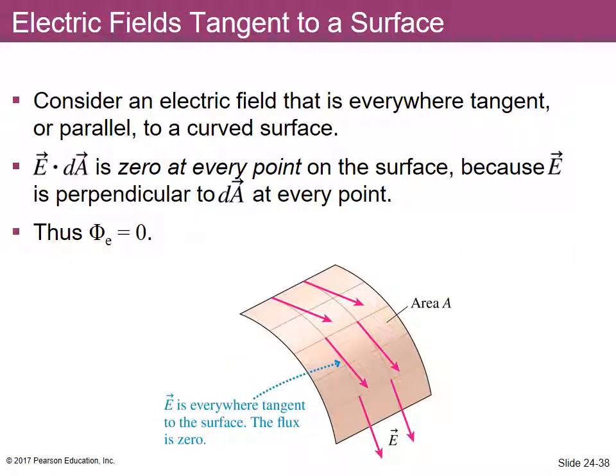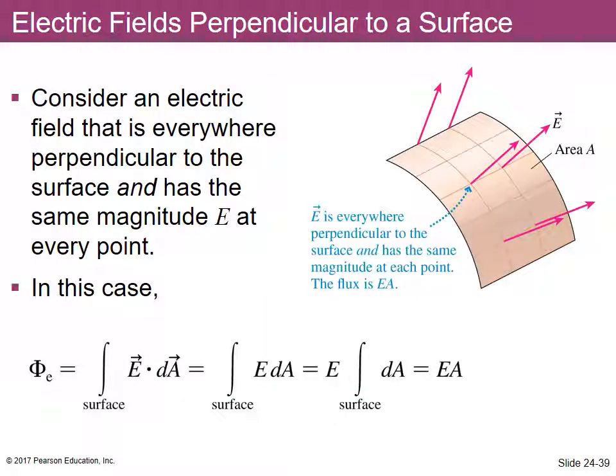Consider an electric field that is everywhere tangent or parallel to a curved surface. E dot dA is 0 at every point on the surface because E is perpendicular to dA at every point. Therefore, the electric flux is 0. Now consider an electric field that is everywhere perpendicular to the surface and has the same magnitude E at every point. In this case, the flux is just E times A.